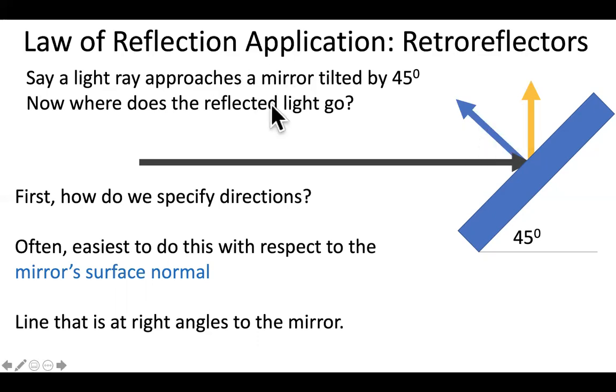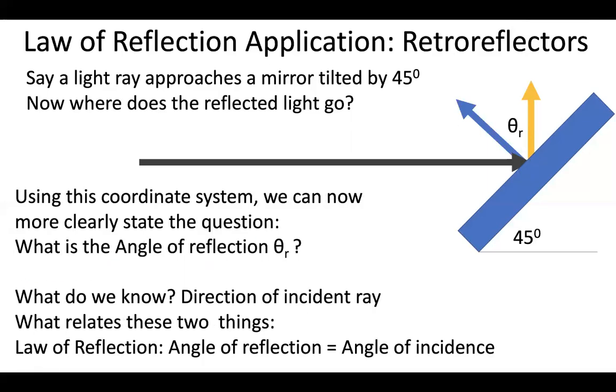When we say, where does the reflected light go? It becomes clearer to answer that if we say, what's the angle of reflection, which is the angle between this surface normal and the reflected ray. That is, if we're not asked for anything else, this is the number we're looking for. This thing, which is often designated as theta r, is the thing we're looking for.